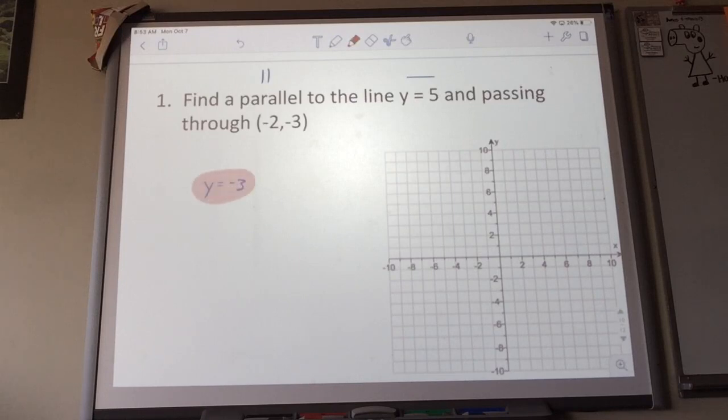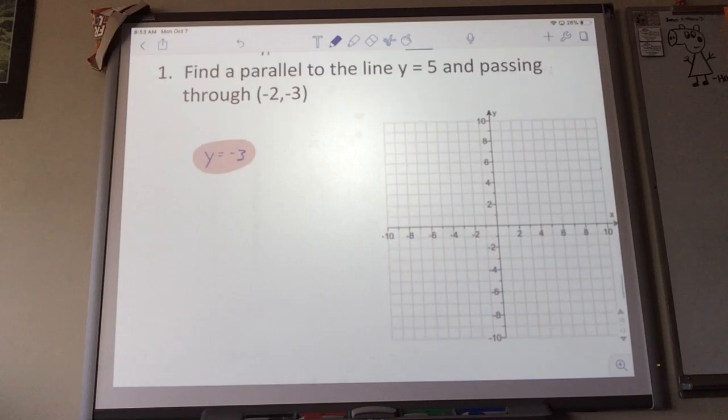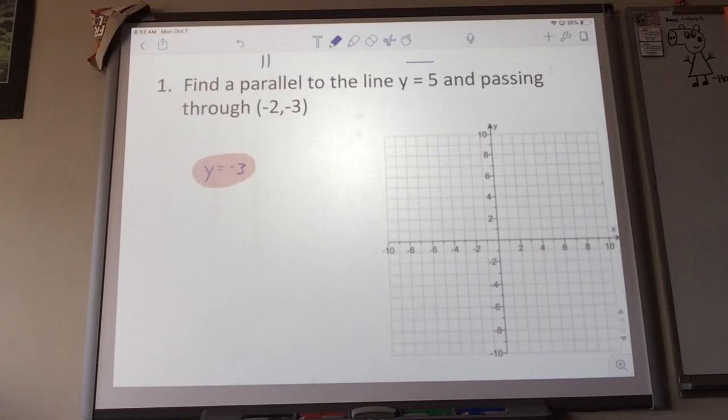Okay? Again, if you draw that out, it'll make a little more sense. But if you know that parallel to y equals 5 just means also y equals something, then you just look at your ordered pair and know that that's x and y. Okay, so x equals 5 would be something that looks like this.